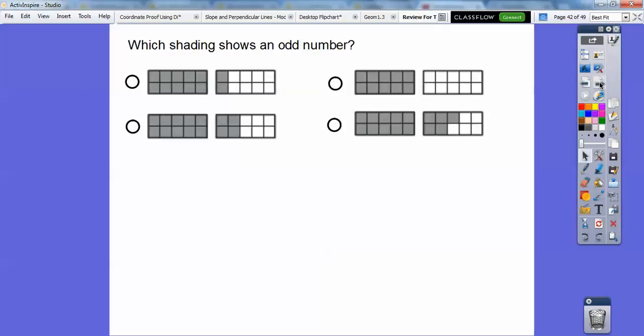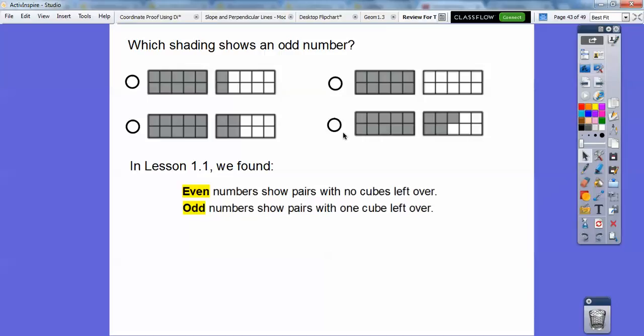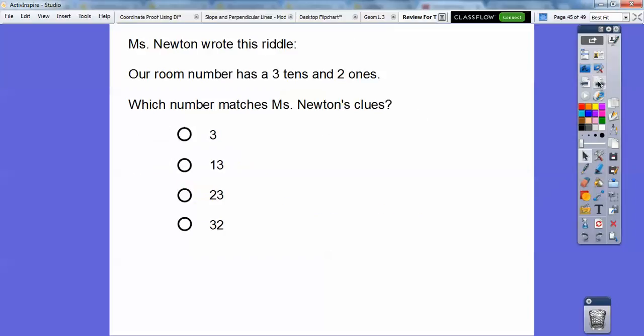All right, so which shading shows an odd number? Remember you guys, from lesson 1-1, an even number shows pairs with no cubes left over, okay? So here's no cubes left over, here's no cubes left over, here's no cubes left over, here's one that has a cube left over, so it's going to be this guy. This is an odd number right there, okay? All the other ones are even.